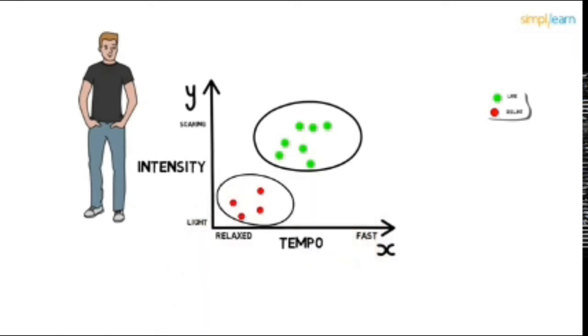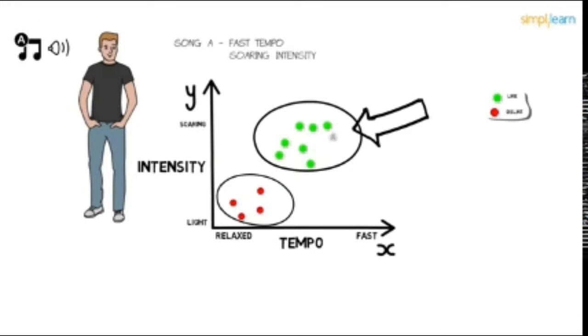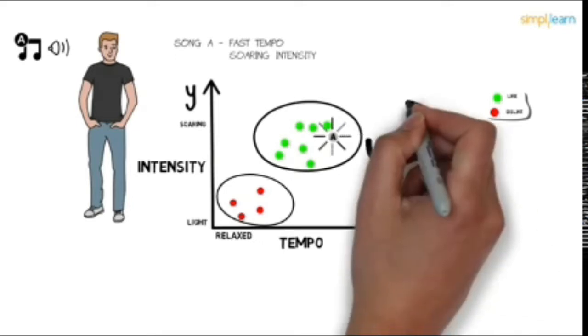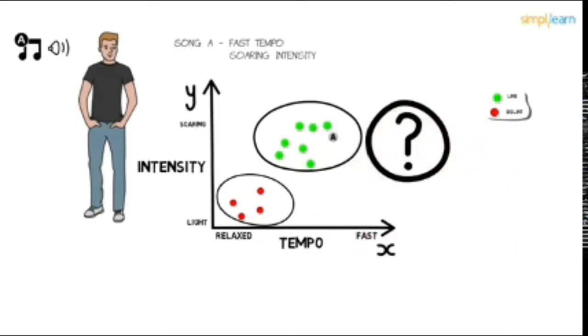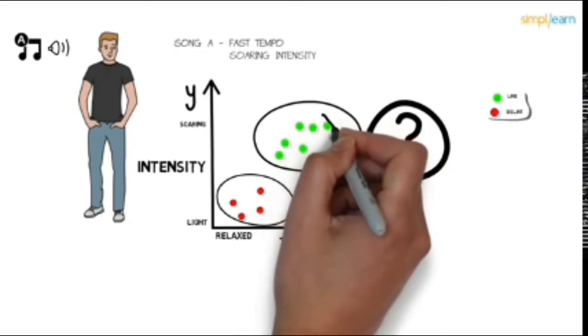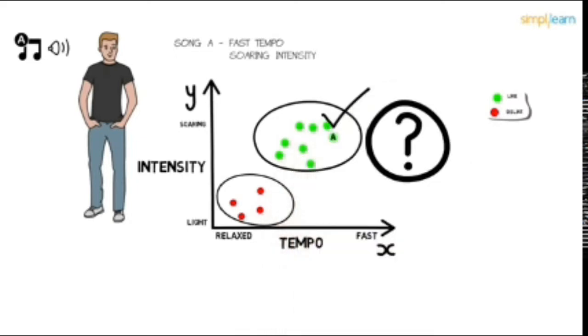So now we know Paul's choices. Let's see. Paul listens to a new song. Let's name this song as Song A. Now Song A has a fast tempo and soaring intensity. It lies somewhere over here. So now can you guess whether Paul would like the song or not? Correct. He likes the song. By looking at his past choices, we were able to classify the unknown song very easily.